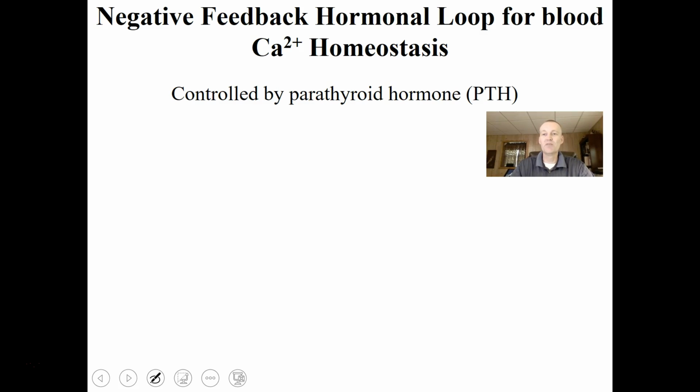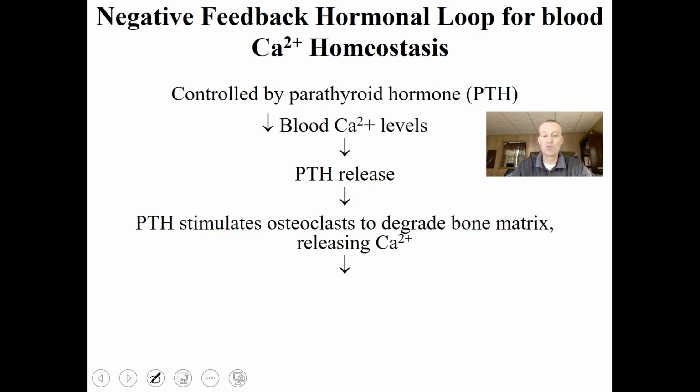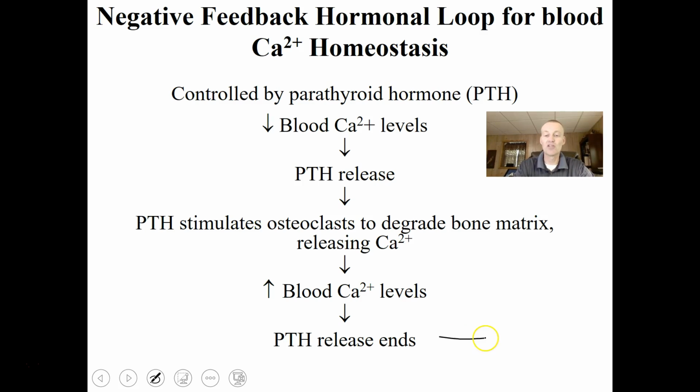A negative feedback loop that controls blood calcium homeostasis is controlled by the parathyroid hormone. So if you have a decrease in calcium levels, this is going to stimulate the parathyroid gland to release parathyroid hormone. Parathyroid hormone stimulates osteoclasts to degrade the bone, releasing calcium into the bloodstream. Once calcium goes to the bloodstream, it increases the levels in the bloodstream, and it will go back and shut down the production of parathyroid hormone. So that's a negative feedback loop. Once you get enough of the material you're trying to get, it shuts down the production of the hormone.